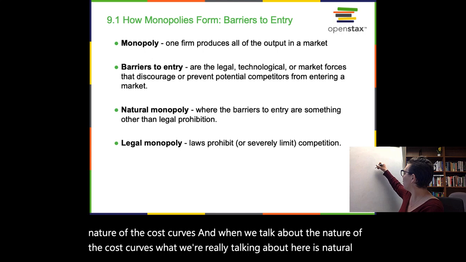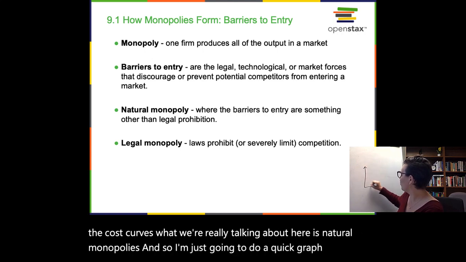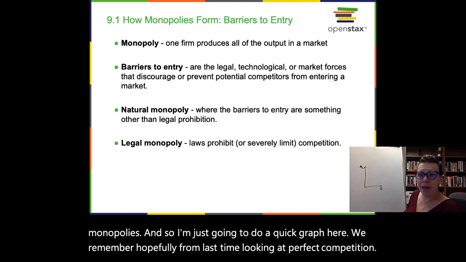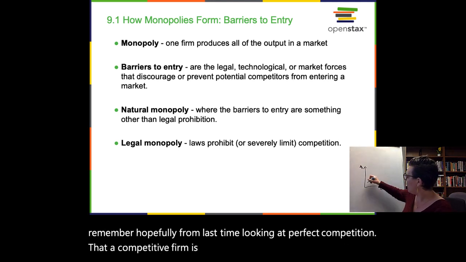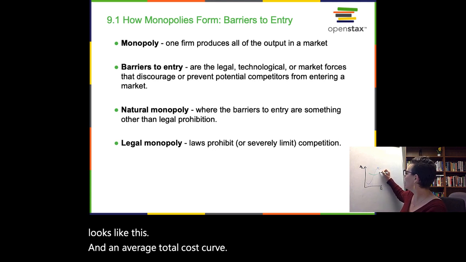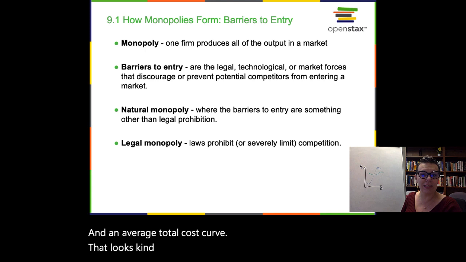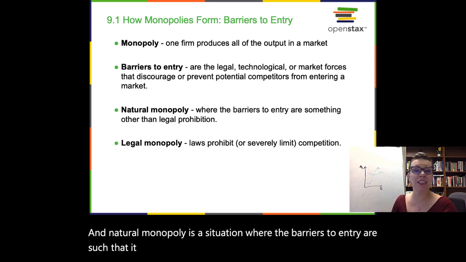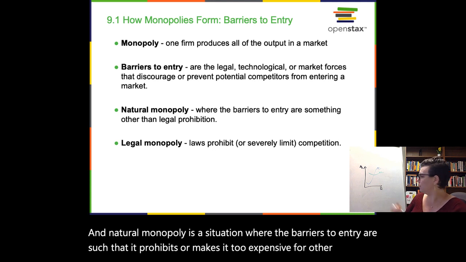And so I'm just going to do a quick graph here. We remember hopefully from last time looking at perfect competition that a competitive firm is going to have a marginal cost curve that looks like this, and an average total cost curve that looks kind of like this. A natural monopoly is a situation where the barriers to entry are such that it prohibits or makes it too expensive for other firms to enter.